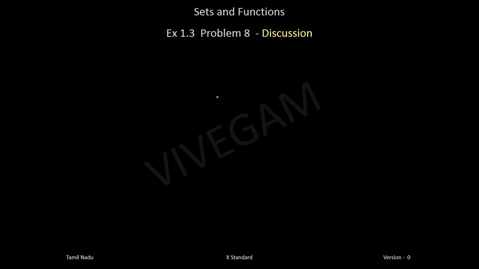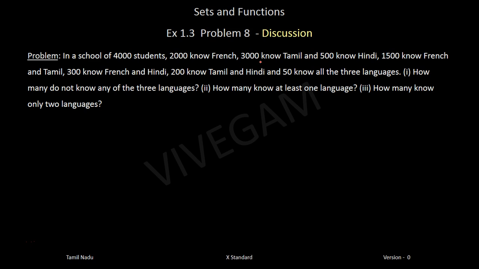Exercise 1.3, Problem 8, Discussion. In a school of 4,000 students, 2,000 know French, 3,000 know Tamil, 500 know Hindi, 1,500 know French and Tamil, 300 know French and Hindi, 200 know Tamil and Hindi, 50 know all the three languages. How many do not know any of these three languages? How many know at least one language? How many know only two languages?